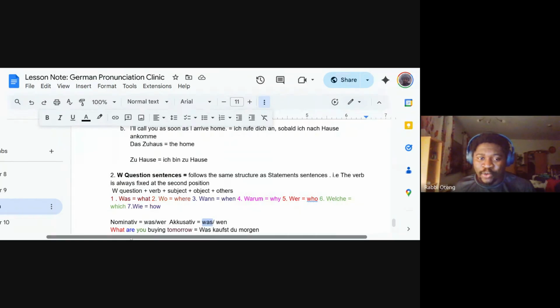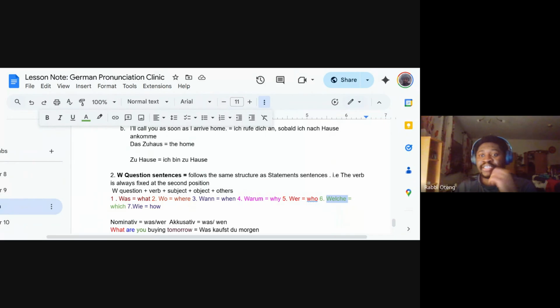So we say, what are you buying tomorrow? Who is doing the action? You are doing the action of buying, but you are buying what? So the what here is the thing I am buying, which is the accusative. The W question words wer and welche are the ones that undergo declension when used in the different cases. I don't know if I'm making sense.